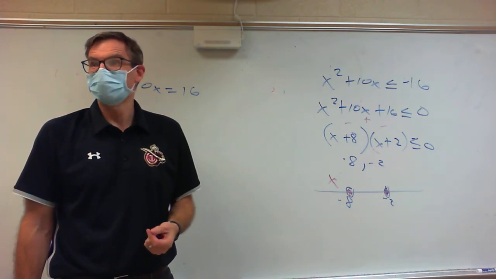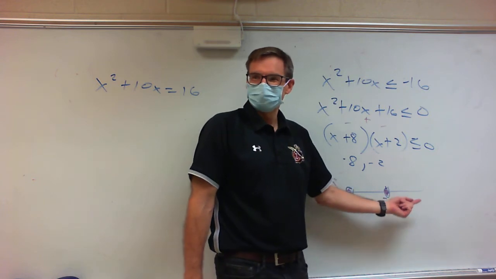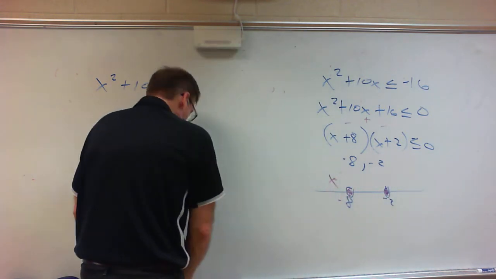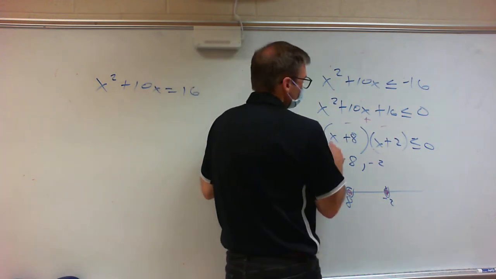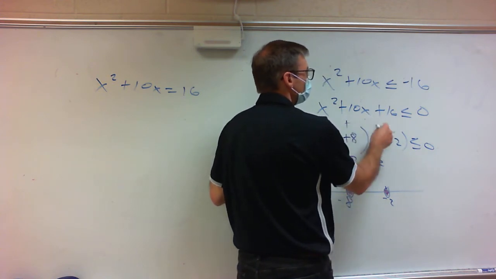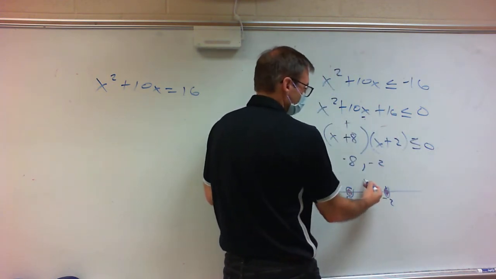What do I pick here? Hint, not 0, right? -6. Everybody okay? We can't pick 0. I just want to make sure you don't always get to pick 0 for the middle, all right? So -6 plus 8, that's positive. -6 plus 2, that's negative. Positive times negative is negative. Is negative less than 0? Yes, it is.